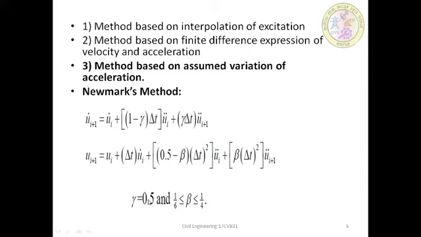Gamma is 0.5 according to the Newmark method, whereas beta is varying from 1/6 to 1/4. This is all about the mathematician Newmark, who proposed his method in 1959. The parameters beta and gamma define the variations of acceleration over a time step and also determine the stability and accuracy characteristics of the method.